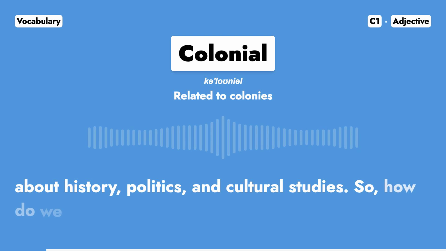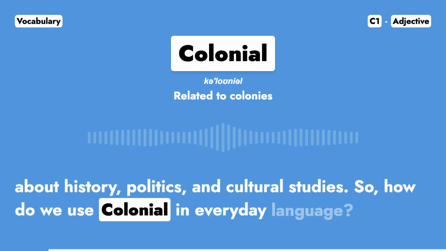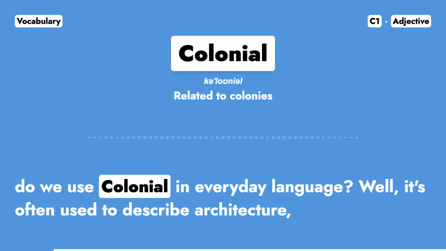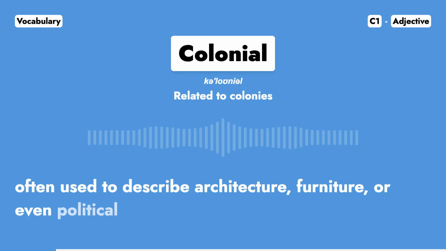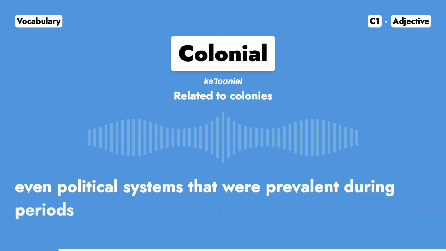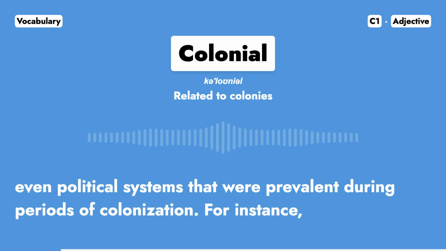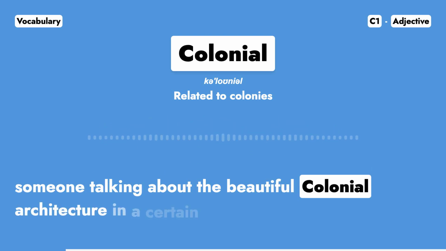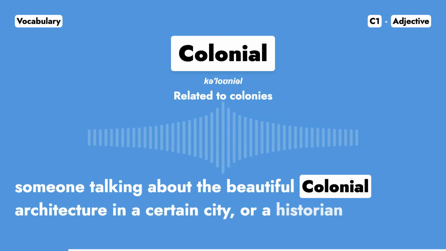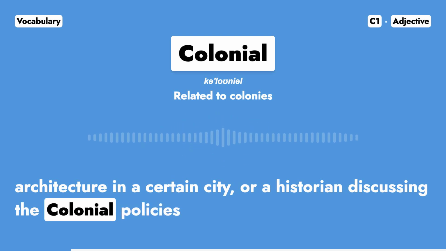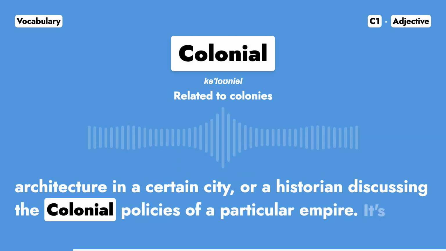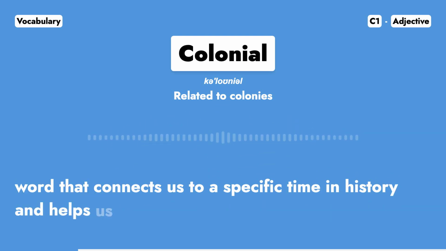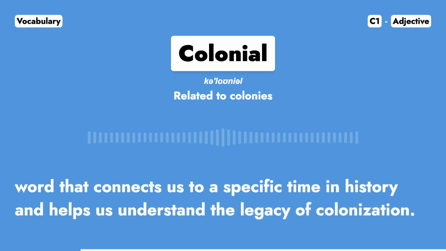So, how do we use colonial in everyday language? Well, it's often used to describe architecture, furniture, or even political systems that were prevalent during periods of colonization. For instance, you might hear someone talking about the beautiful colonial architecture in a certain city, or a historian discussing the colonial policies of a particular empire. It's a word that connects us to a specific time in history and helps us understand the legacy of colonization.